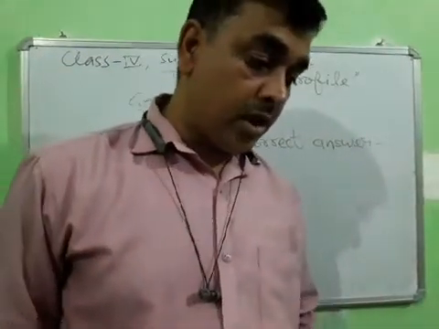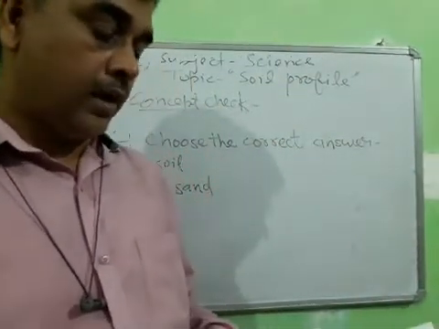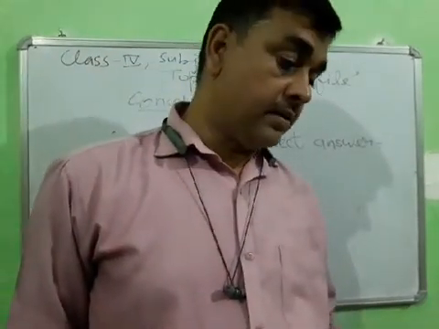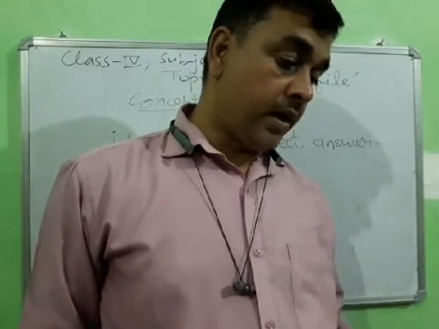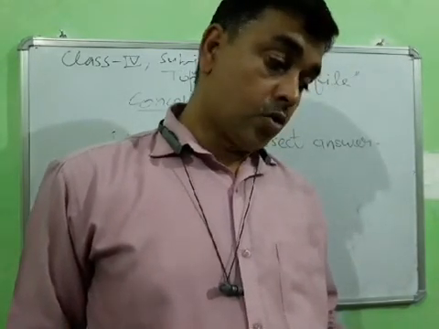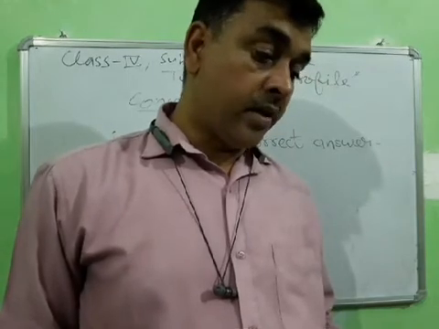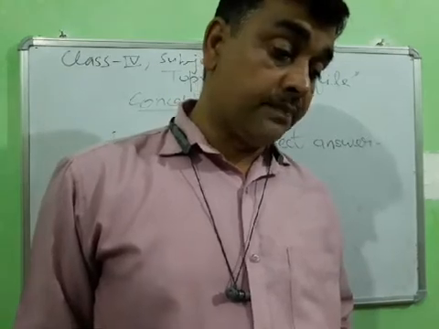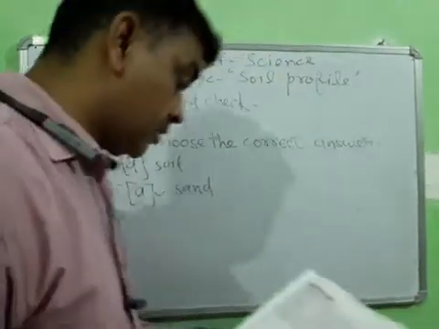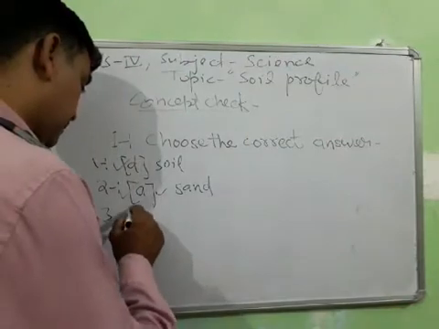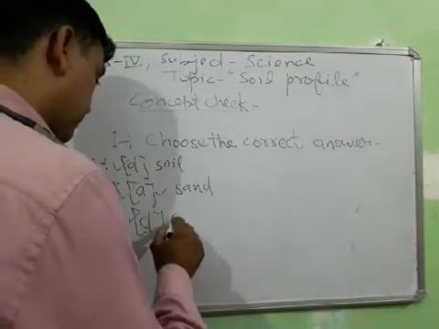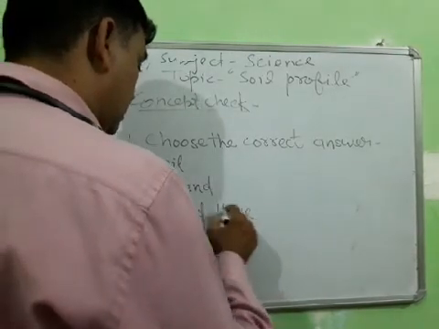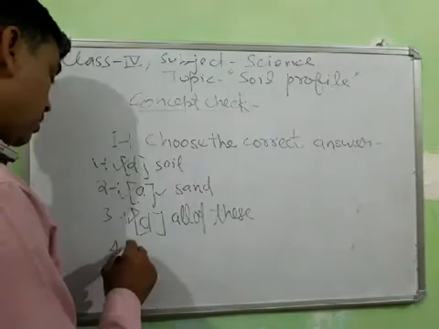Third, silty soil is suitable to grow. Silty soil means the medium size of the particle. Cabbage, pomegranate, turnip, all of these. So cabbage is also suitable, pomegranate is also suitable, turnip is also suitable. So the correct option is D, all of these.